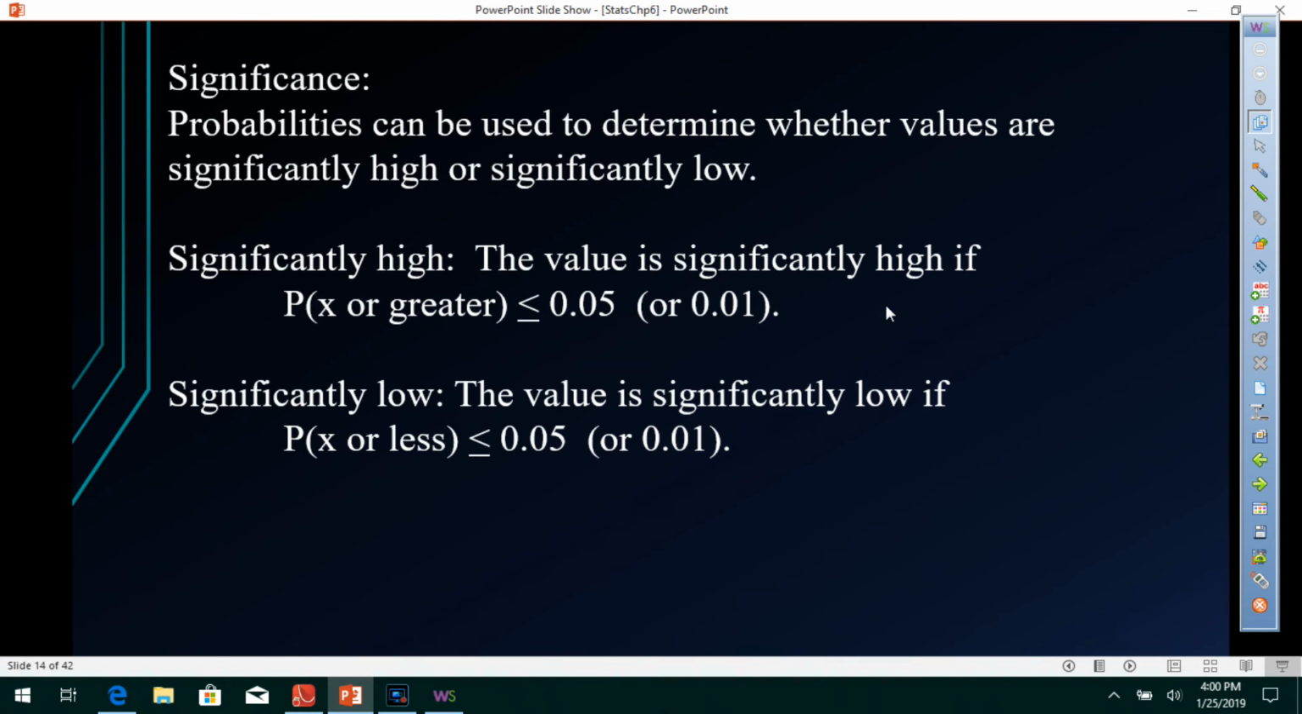Significance. Probabilities can be used to determine whether values are significantly high or significantly low. Significantly high: the value is significantly high if the probability of X or greater is less than or equal to 0.05, or sometimes you might use an alpha of 0.01. Significantly low: the value is significantly low if P of X or less is less than or equal to 0.05 or 0.01. All right, so let me show you how that works.